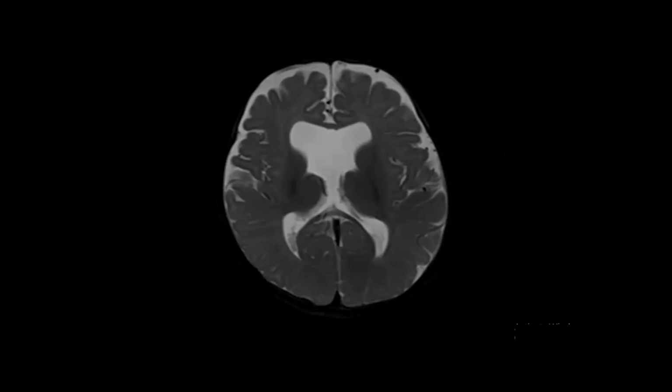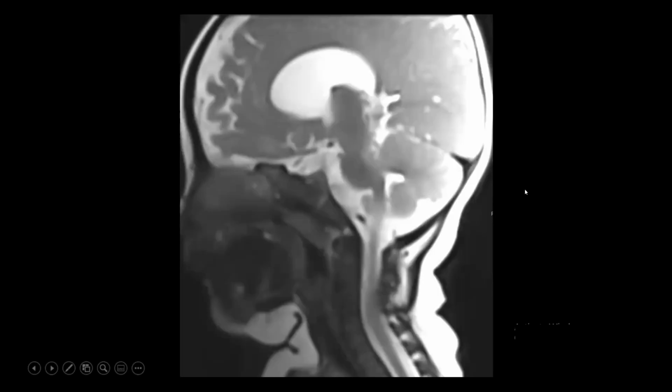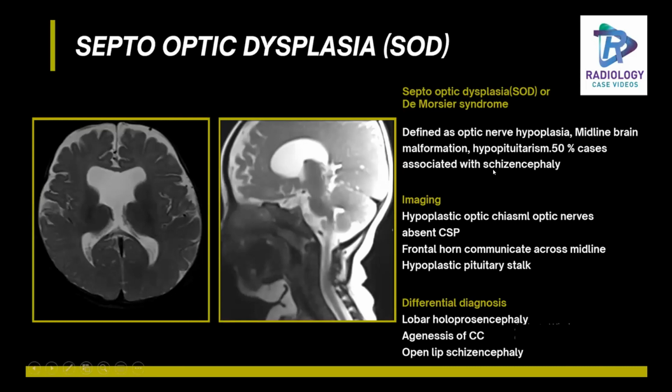Here we have another case, T2 axial sections of the brain showing communication of the frontal horns of bilateral lateral ventricles. There's also absent cavum septum pellucidum. T2 sagittal sections of the brain are showing a hypoplastic optic chiasma and hypoplastic pituitary stalk. So putting these two findings together, this is a case of septo-optic dysplasia.